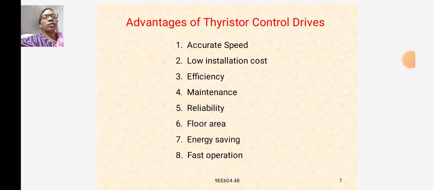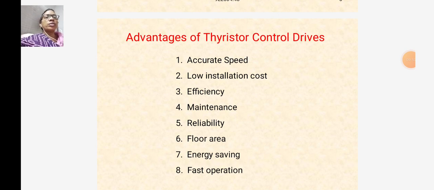So we have a few advantages of thyristor control drives, that are it gives accurate speed and low installation cost, it has high efficiency, and it has good maintenance, and also it is very reliable. It occupies less floor area, and also it is energy saving, and also it gives fast operation action.